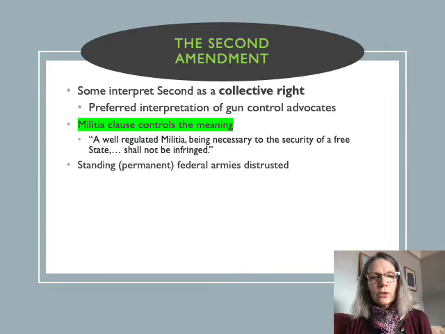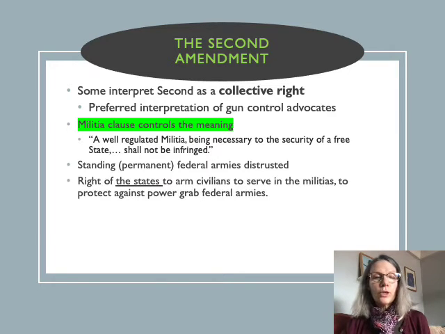What states were concerned about is the new ability that the federal government has in the Constitution, ratified in 1788, to raise armies, standing armies, permanent armies. That's a new power granted to the federal government. And there was a lot of fear of giving that kind of power to the national government. Standing federal armies were really distrusted, and now we had this new constitution that gave Congress the ability to do just that.